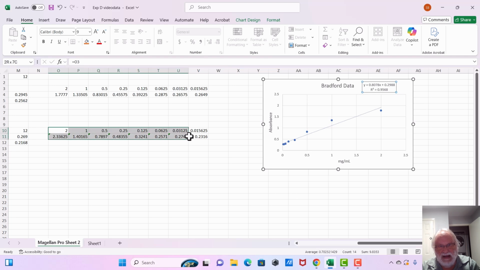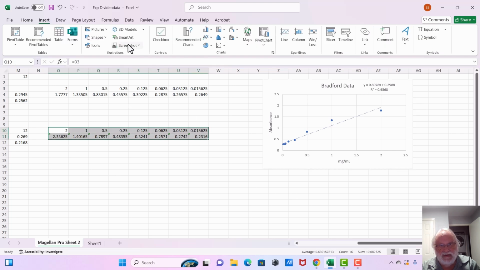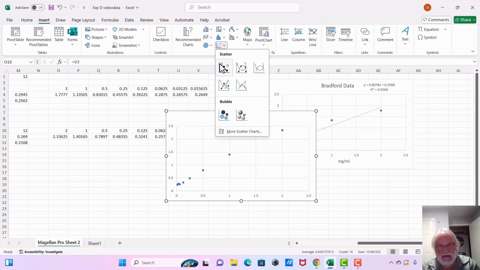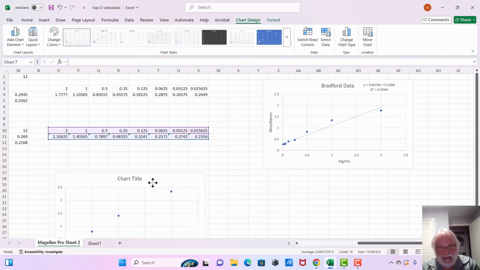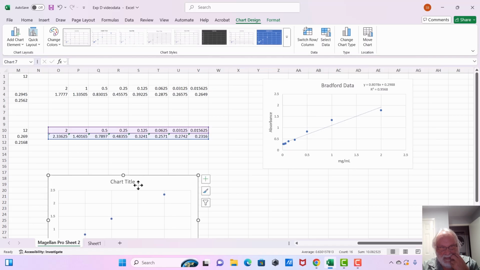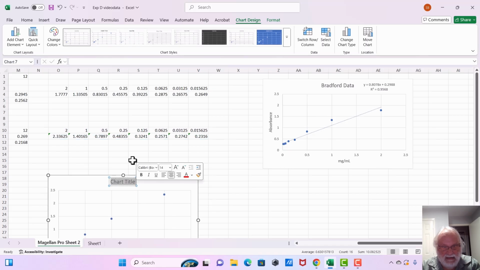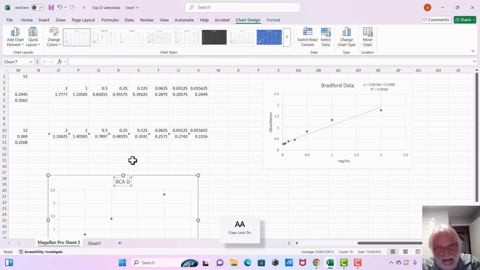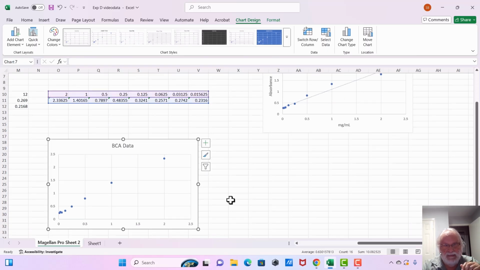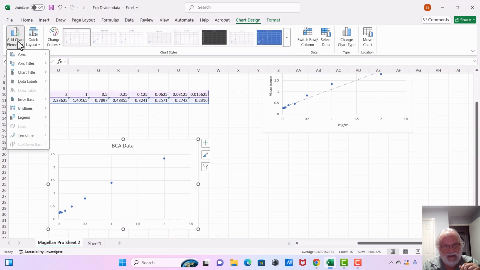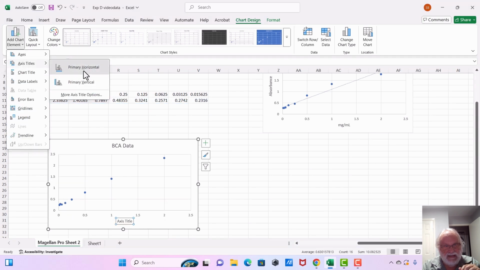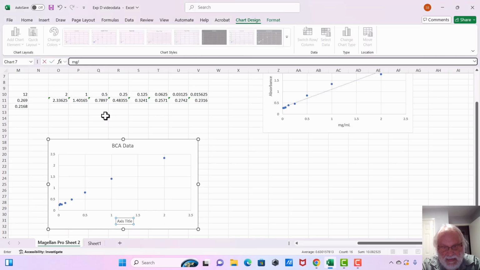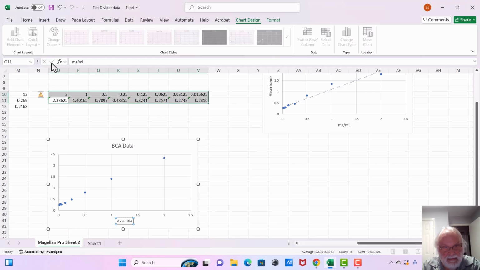Let's do that graph. Insert charts here. Move that chart down here. What I'll do is title that BCA data. One of the reasons I'm doing this is I'm going to be generating a lot of these on here, so I want to label them as I go. And chart elements, horizontal axis, it's milligrams per ml, with that plus sign.